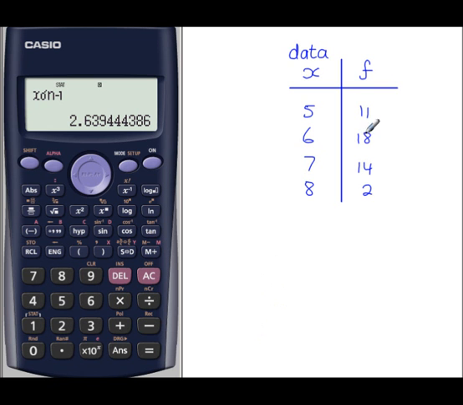If you're given data in a frequency table like this, you can still work out the mean and the standard deviation. So to begin with, I'm going to reset the calculator. Shift 9 3 equals AC. Mode, statistics, one variable. There's only one variable here, which is the data.